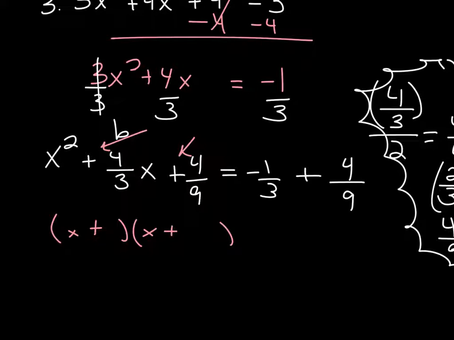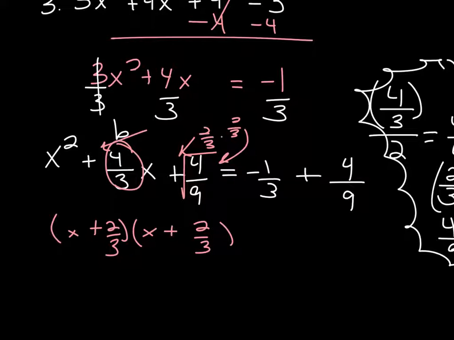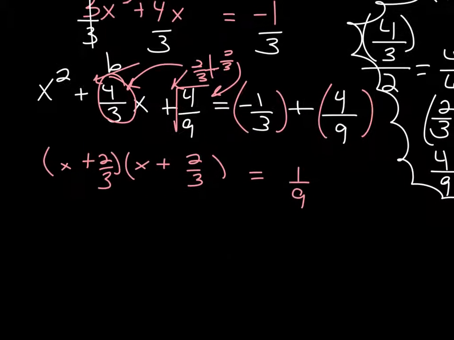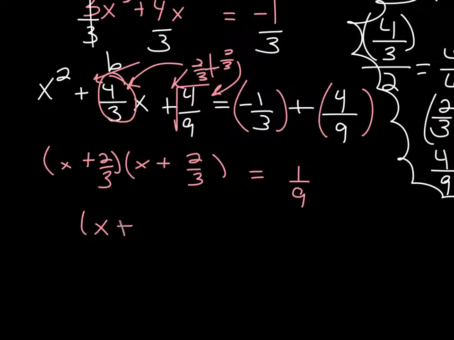4 over 9. I want to add up to a 4/3. And like I said, if you just take the square root of this, you actually obtain 2/3 and 2/3. And that's exactly what you want. 2/3 times 2/3 multiplies to 4 over 9, but adds to 4 over 3, which is exactly what we want. And I'm going to plug this into my calculator with the parentheses around it, getting me equal to 1/9. And I end up with x plus 2/3 squared equals 1/9.